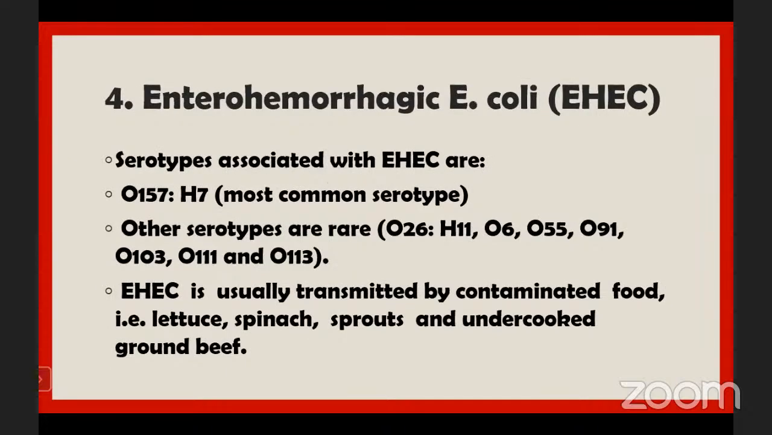Next one is the enterohemorrhagic E. coli. The serotype associated with enterohemorrhagic E. coli is O157:H7, which is the most common serotype. Some rare serotypes are O26:H11, O6, O55, O91, O103, O111, and O113. Enterohemorrhagic E. coli is usually transmitted by contaminated food, mainly lettuce, spinach, sprouts, and undercooked ground beef.